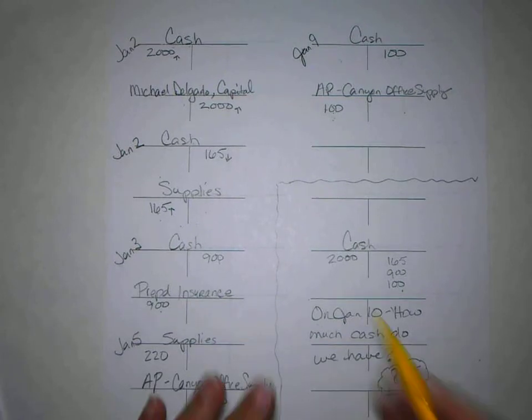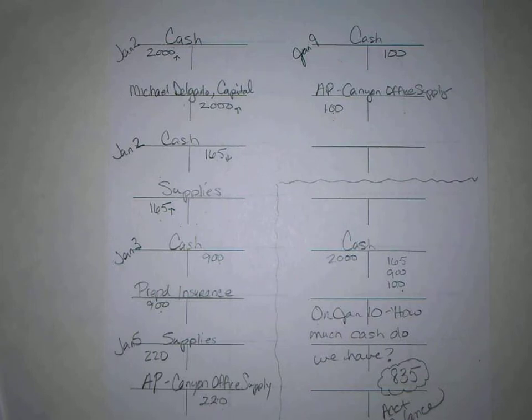Okay, so that's how the T's work. Again, you don't see any pluses or minuses, but you know that this is a plus because it's on the left. You know these are minuses because they're on the right. And those are just following the rules of accounting. Okay?